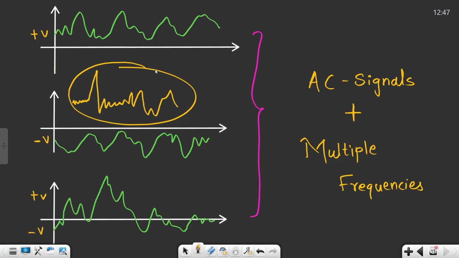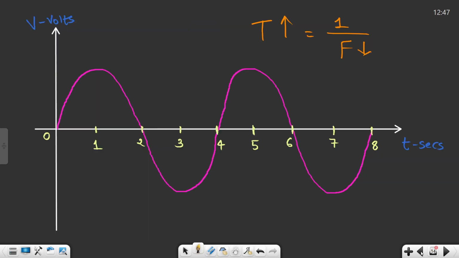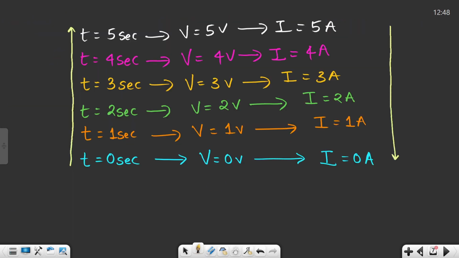But it has multiple frequencies, right? If I go over here, the frequency is quite high. If I go over here at this particular part, the frequency is quite low. I hope you are able to understand this entire scenario. With this we end this particular part, and I really hope that you enjoyed this session.